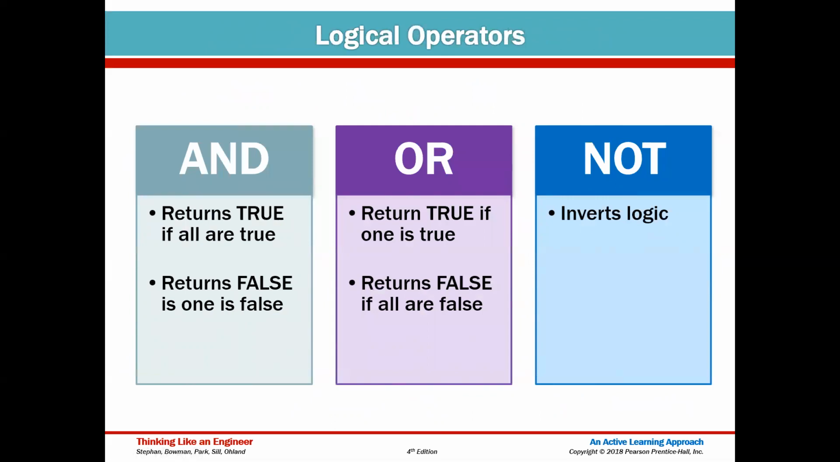In the OR logical operator, you're going to return true if at least one of them is true, and it's going to return a false if all of them are false. And then your NOT logic just inverts the logic within your statement.